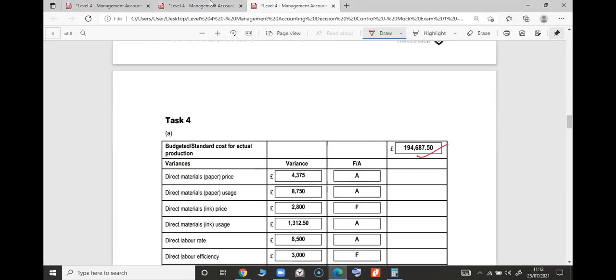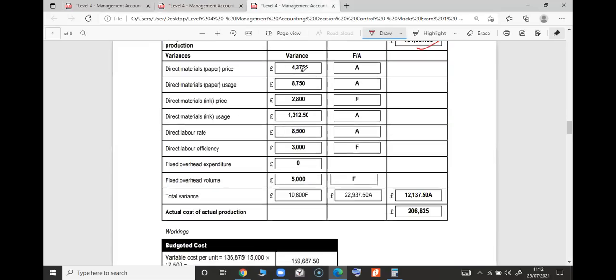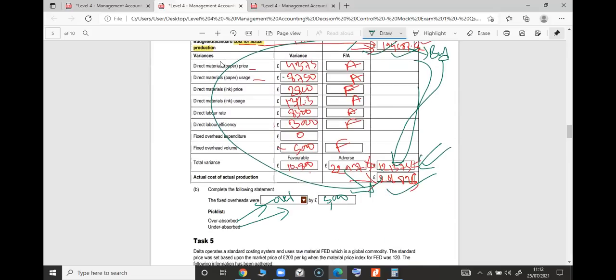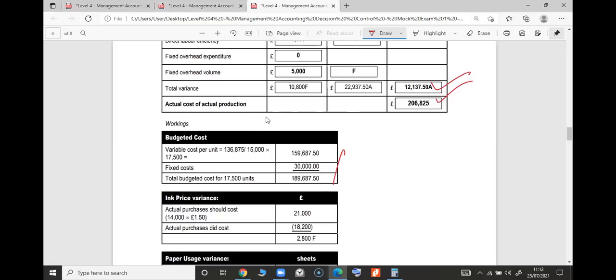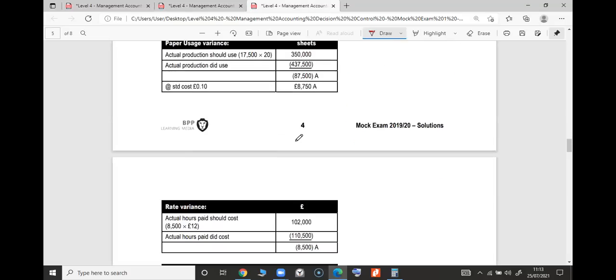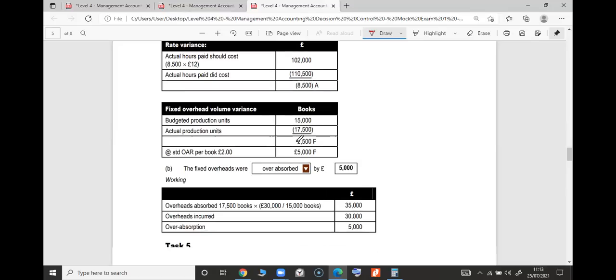194.6, whatever is the right answer. It is the right answer. At the bottom, these two are also well done. Right answer. Good job. Ignore this working. You can take it only for marginal costing. Rest, some of the workings they did, some of the workings they didn't. So don't bother about it.